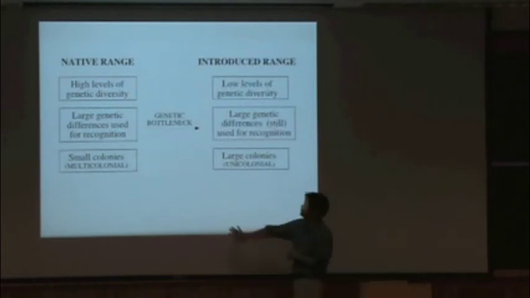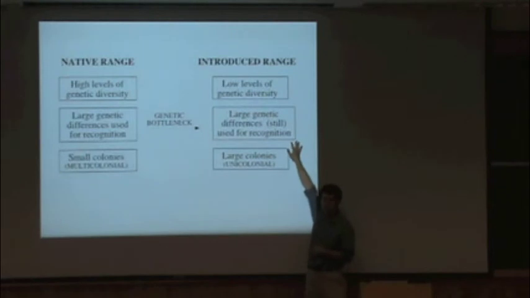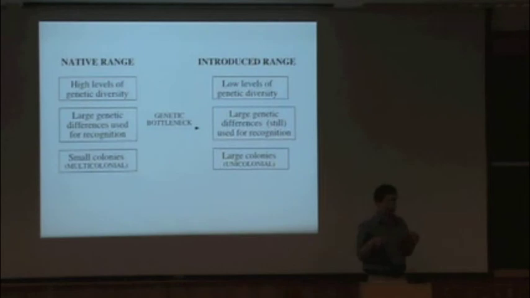But then, as they pass through this genetic bottleneck, they've come out on the other side with very low levels of genetic diversity and very high levels of genetic homogeneity across space as they spread, but they're still using the recognition rules that evolved in the native range. So here, Argentines are going out into the world, they're encountering other Argentines and saying, do you smell like a relative, or do you not? And because they're so genetically similar, they think everybody is a relative, and in some ways they actually are a relative. And so they function as a single big supercolony across space.